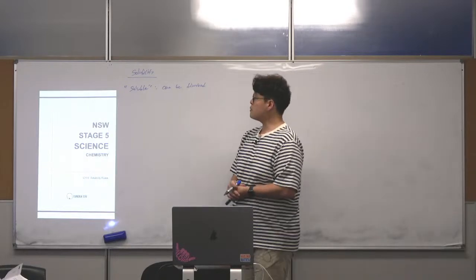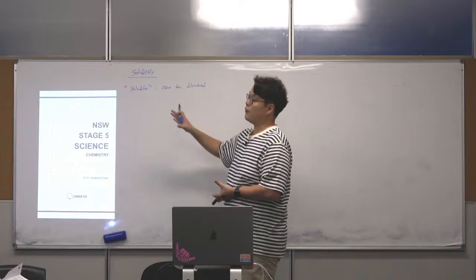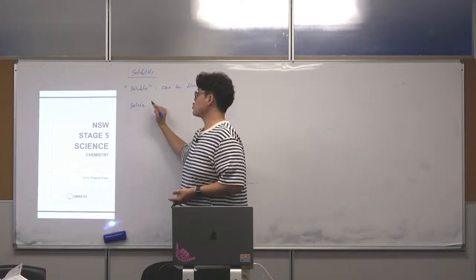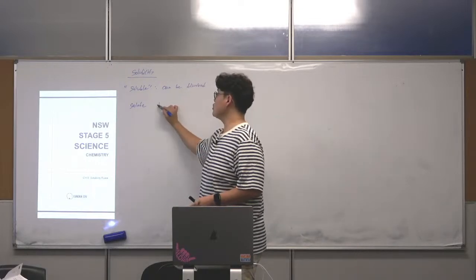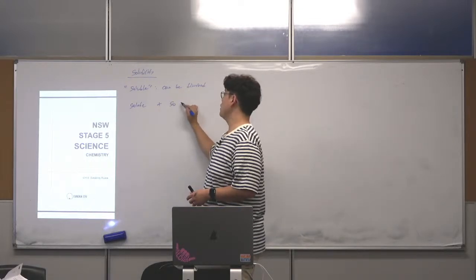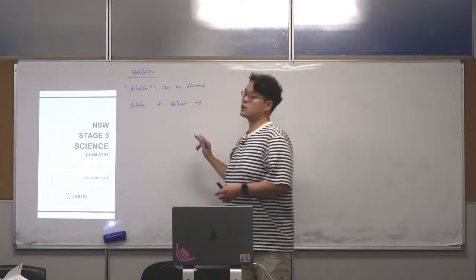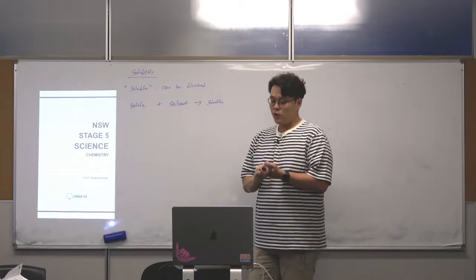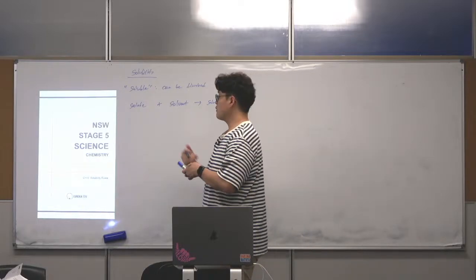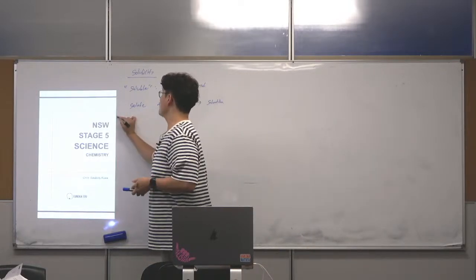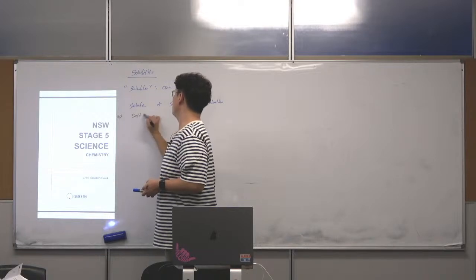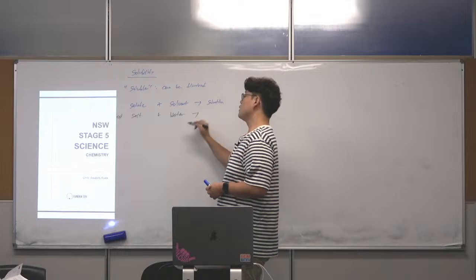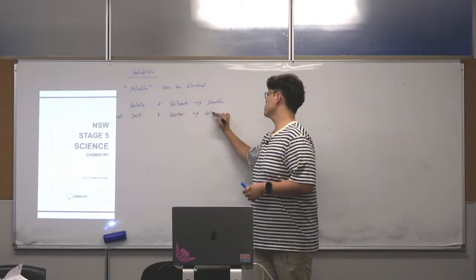If we have something that we want to dissolve, this is called the solute. Put that into the solvent, producing the final product, the solution. The easiest way to understand this is, for example, we have a solute like salt, put that into the solvent of water, then making it into salt water.